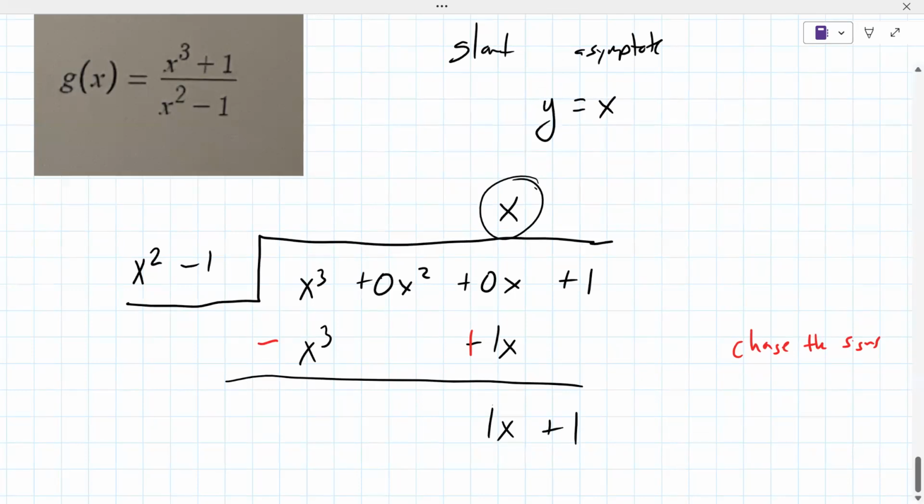I know that's not a great explanation. This is not the best problem to start with for that. It might have been better to do... These are all awful. Was there one on the other side that was a slant asymptote?